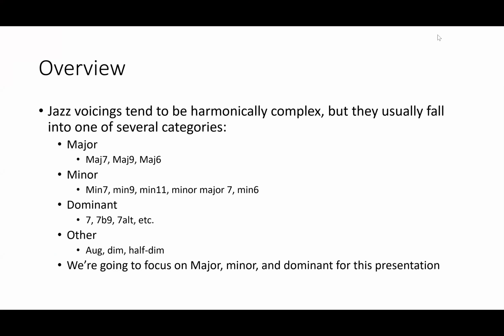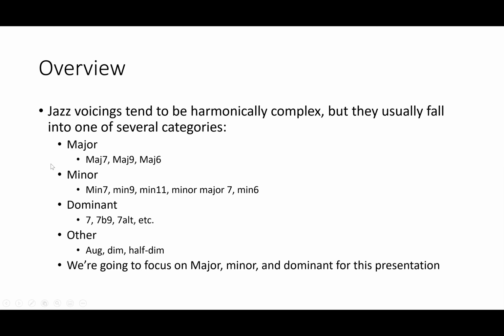Within major chords, you have things like a major seventh, a major nine, major six, which all have slightly different qualities. We can talk about that in a little bit. Minor chords, they sound minor. Minor seven, minor nine, and you can keep extending with the 11. There's the minor major seven. There's the minor six. Dominant, there is the dominant seven. And then some alterations that I can get into.